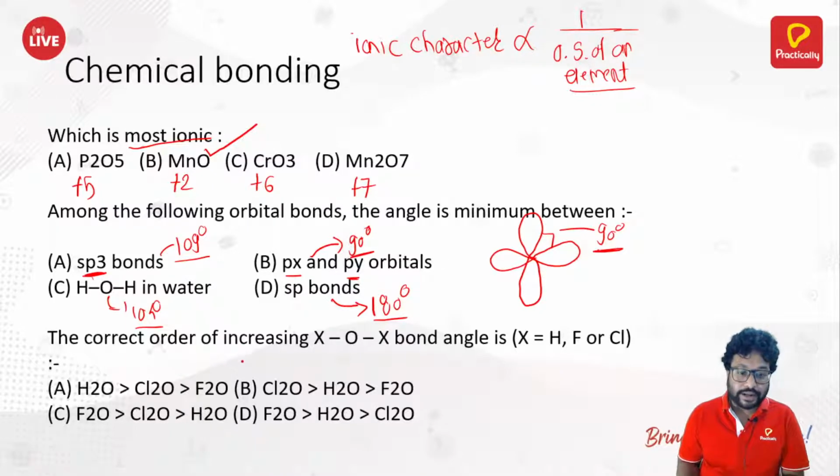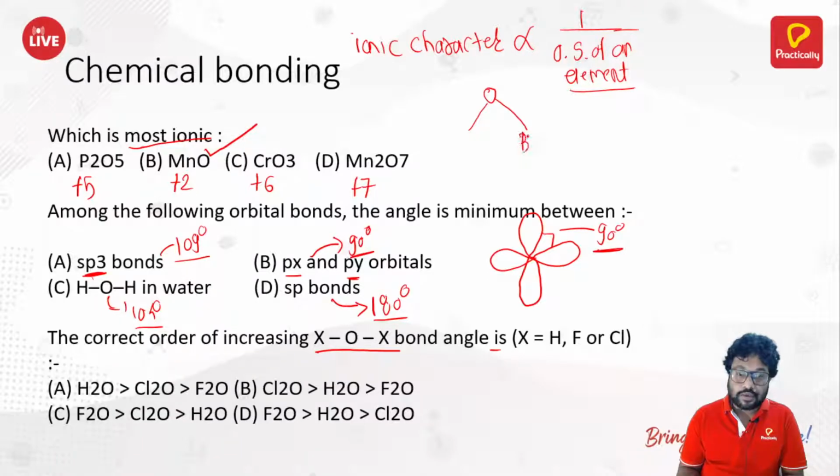Lastly, last question. The correct order of increasing bond angle, X-O-X, where your X is hydrogen, fluorine or chlorine. Okay. Now see, as the size of the atom which is attached to oxygen increases, the bond angle also increases.